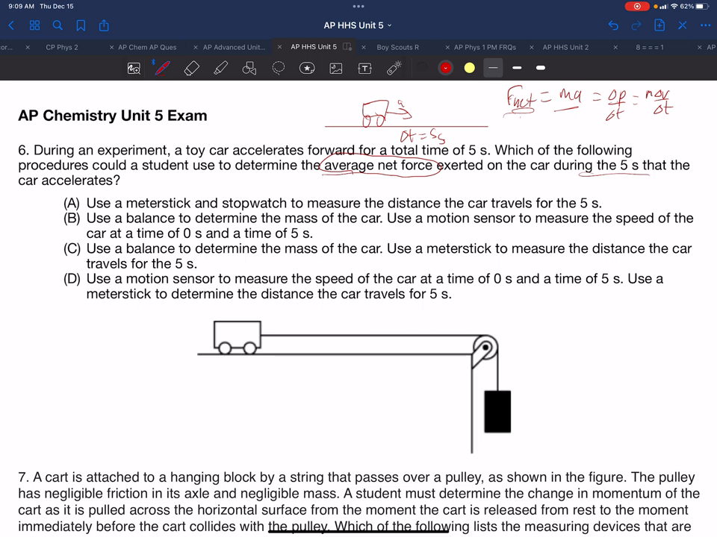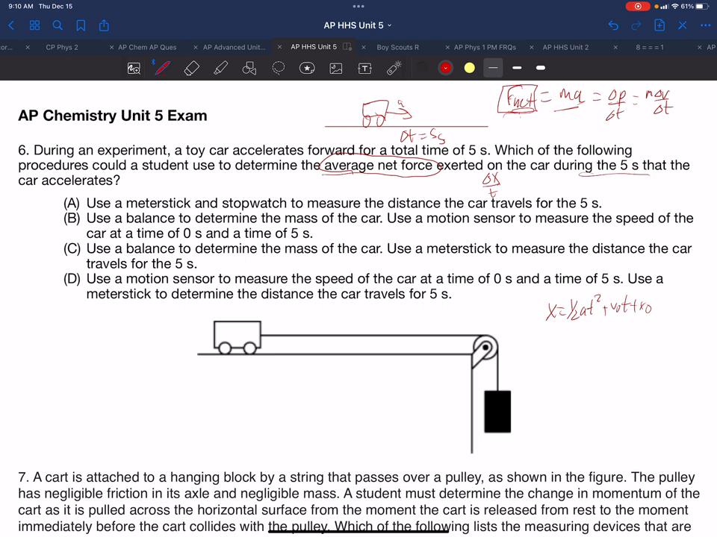Choice A: use a meter stick and a stopwatch to measure the distance the car travels for 5 seconds. So if we know the distance, the delta x, and the time, and we know there's acceleration going on, we could try to use an equation like x equals 1/2 at squared plus v0t plus x0. Now keep in mind we're looking for the net force. So to do that, we need to know the acceleration and we need to know the mass.